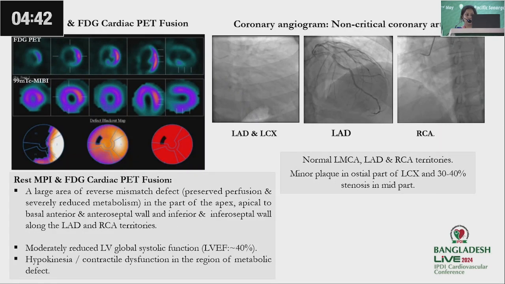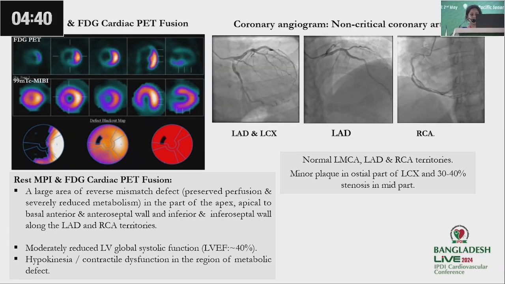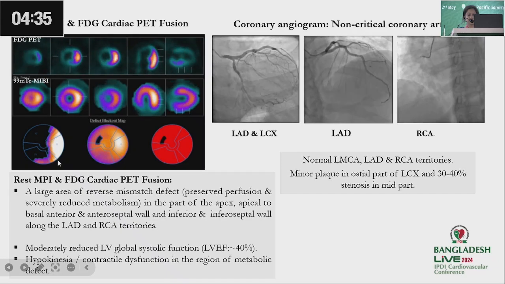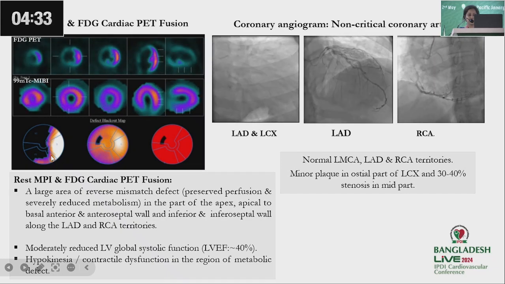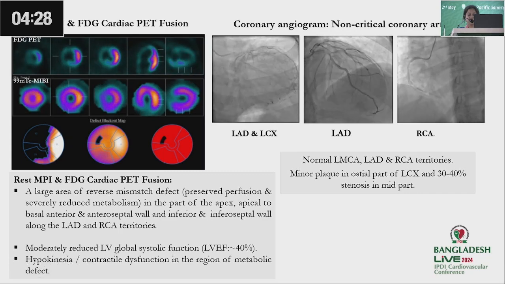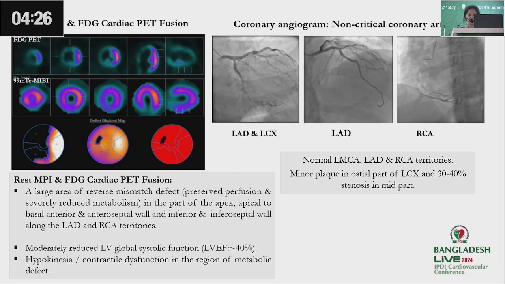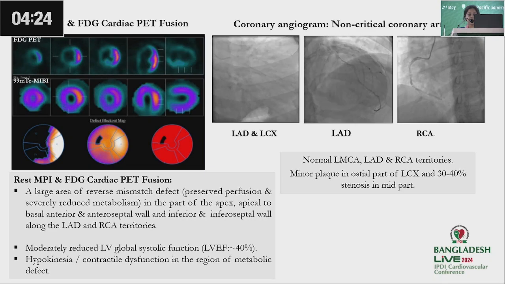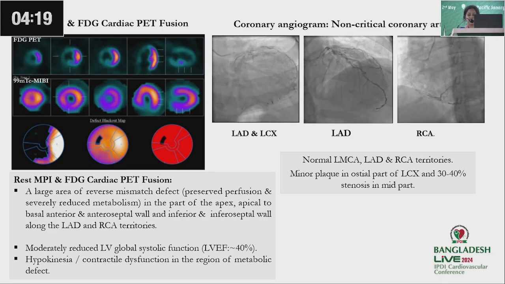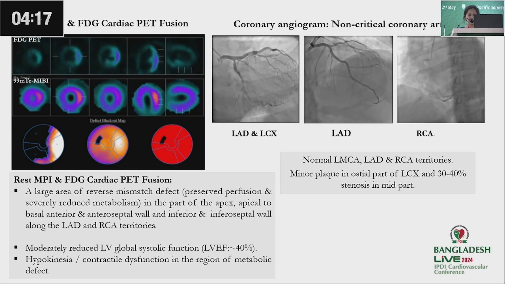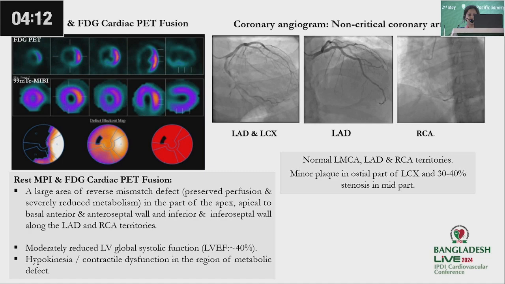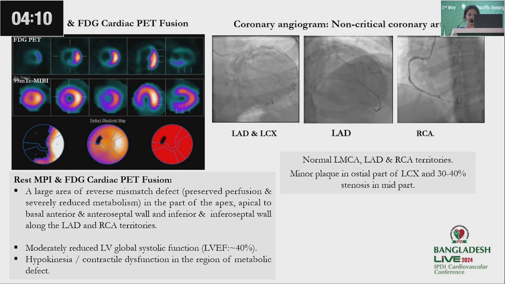Then we have done the MPI and FDG cardiac PET fusion imaging. When we fuse, the first is this polar map, the blackish polar map, the FDG PET imaging, and the middle one is perfusion imaging. When we match these two imaging modalities, there is a reverse mismatch pattern in the LAD and RCA territory. Reverse mismatch pattern means preserved perfusion and reduced metabolism, which indicates stunned myocardium. And on fusion imaging, we also show that there is reduced ejection fraction.